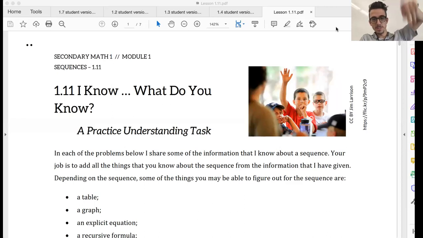Are you ready for this one? 111. Desmos lab. I don't think you're ready. This is too tough. I don't know. There's a lot going on in this section. Let's see what we can do.